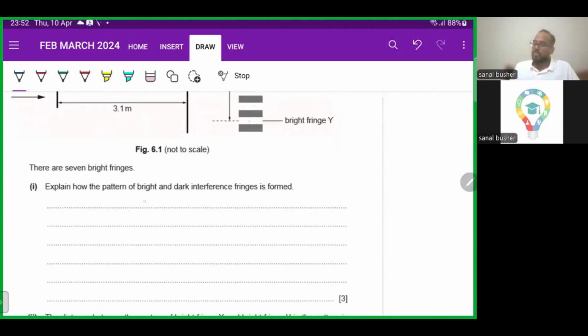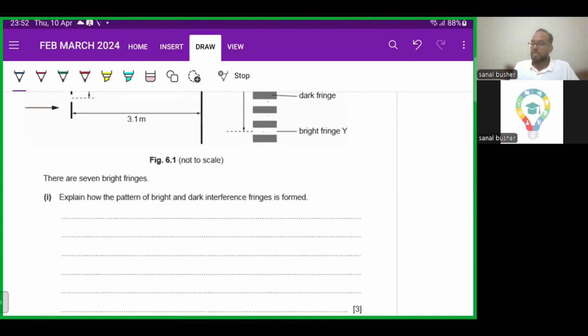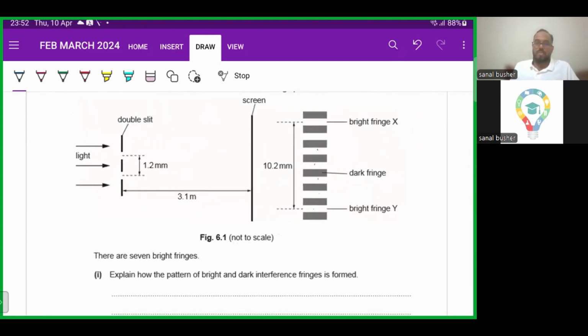Explain how the pattern of bright and dark interference fringes are formed. The bright and dark fringes are formed, right? How it is formed? This is a 3-mark question. So 3-mark question, you need to phrase it properly. First thing is what? The light will diffract at the slits, right? It is diffracting at the slit and they are overlapping or superimposing or interfering on the screen. Then on the screen, it is not all bright, it is not all dark. Okay, alternate bright and dark pattern you are getting.